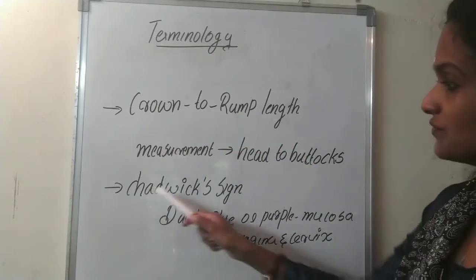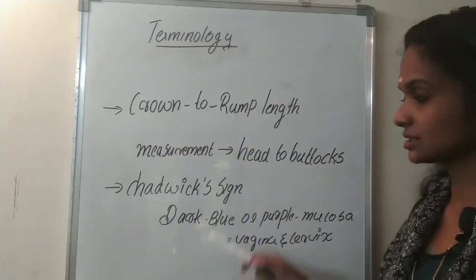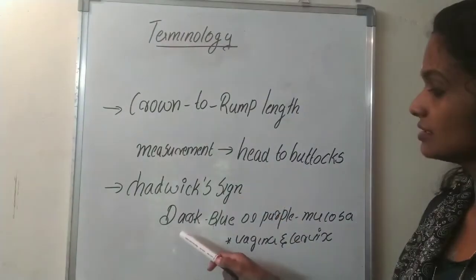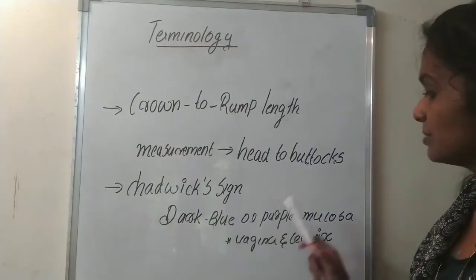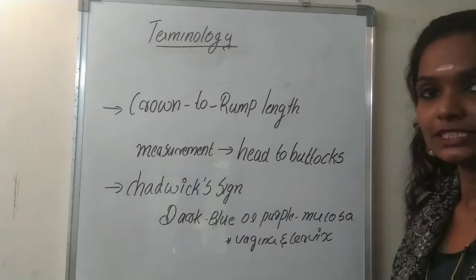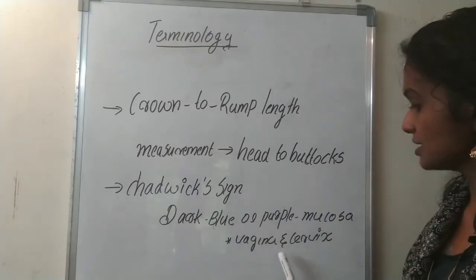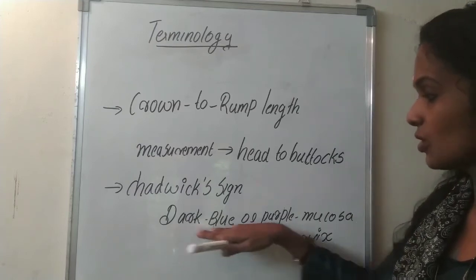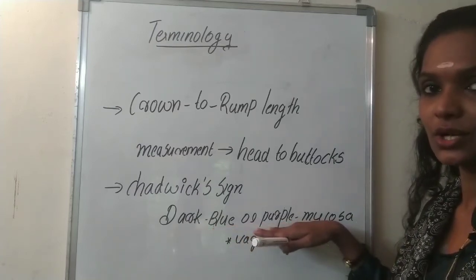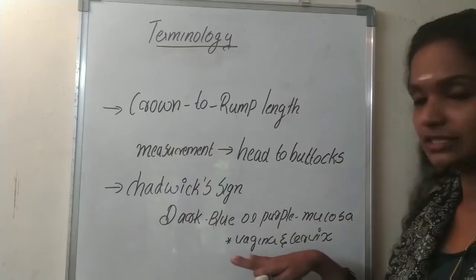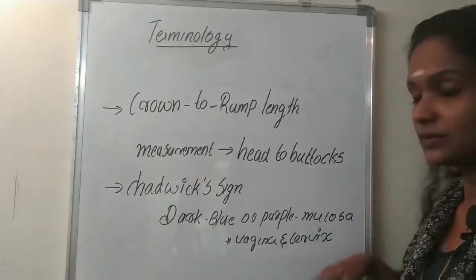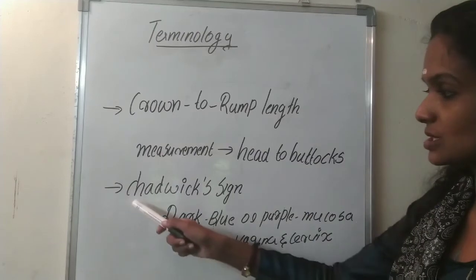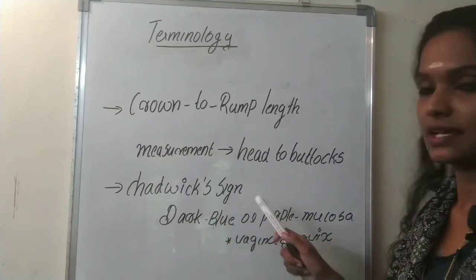Another is Chadwick's sign. What is that? Chadwick's sign is the dark blue or purple discoloration of the mucosa present in the vagina and cervix during pregnancy. That is known as Chadwick's sign.